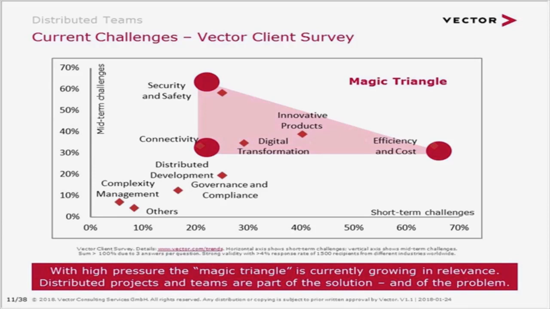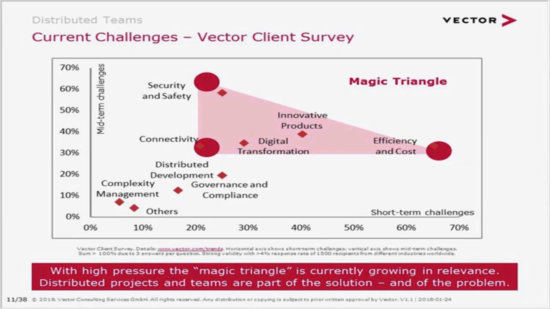Let me get started with what we all know from university and from school, which is what in project management is called the magic triangle. Now, the interesting part here is that this is from a very recent client survey, which we did over the past year. And what we can see from customers in very different industry domains is that there are 3 poles. If you go to the short-term challenge, what matters most is efficiency and cost. And that's normal because we are all in a global competition.